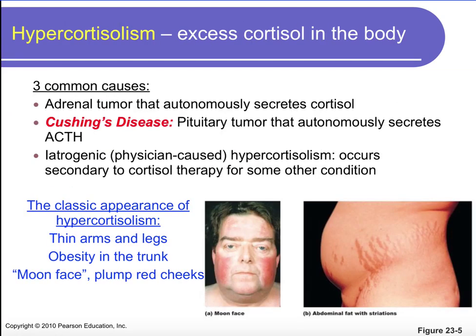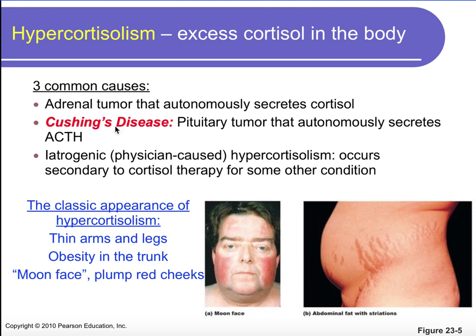Now we can have pathology, so too much or too little cortisol secretion. So here's an example of too much: hypercortisolism. And there are three common causes. One is an adrenal tumor. Remember, if we have a tumor, it tends to oversecrete a hormone. So in this case, this tumor in the adrenal gland is just automatically, all by itself, secreting too much cortisol.